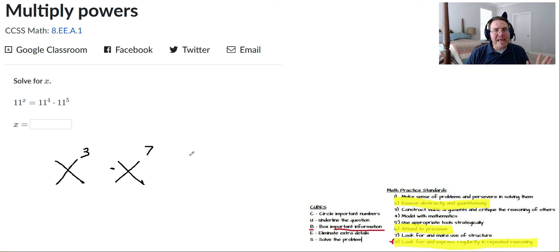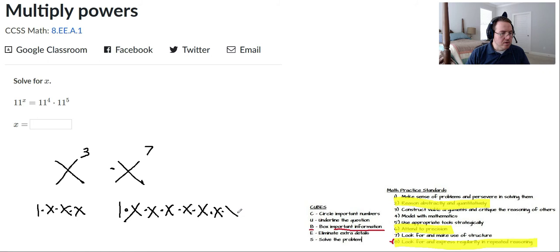Okay, how many x's are we really looking at? This is 1 times x 3 times: 1, 2, that's 3 of them. And this is 1 times x 7 times: 1, 2, 3, 4, 5, 6, 7. And everything's being multiplied together. So how many x's do you have? 3 and 7. You have 10 of them.